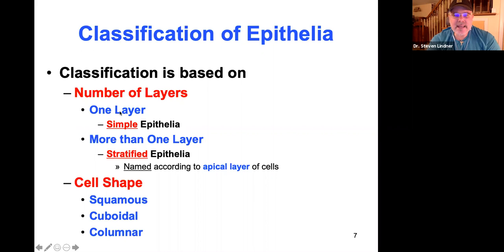So is it one layer? It's simple. If it's more than one, it's stratified. That's the first word of the epithelium. The second word of the epithelium is based on its shape. So we can have something called simple squamous epithelium, or simple cuboidal epithelium, or simple columnar epithelium. Or we can have stratified squamous epithelium, or stratified cuboidal epithelium, or stratified columnar epithelium.